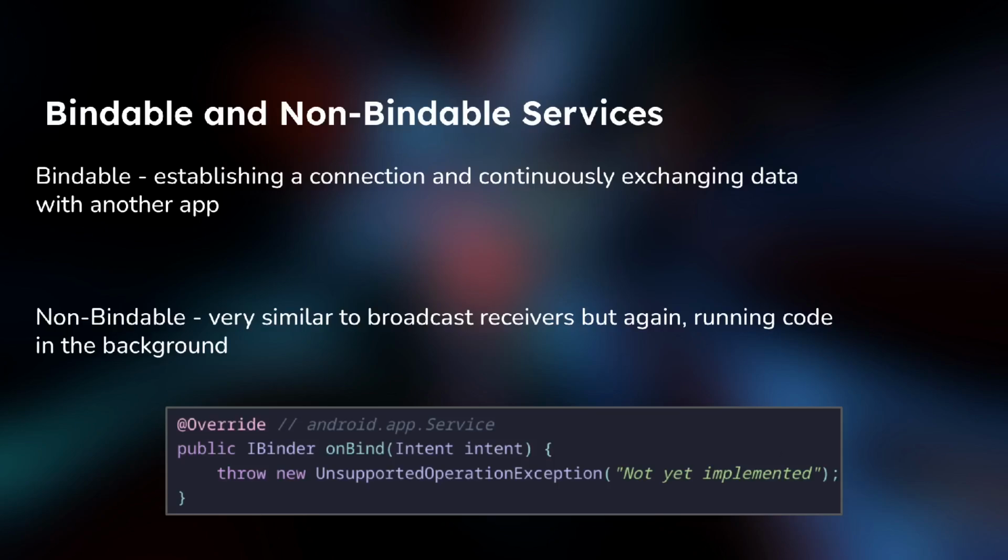So you might also see services where the onBind method returns something, but only from an internally bindable service. So that would essentially, from our perspective, make that non-bindable because we can't impersonate the application itself in that case.